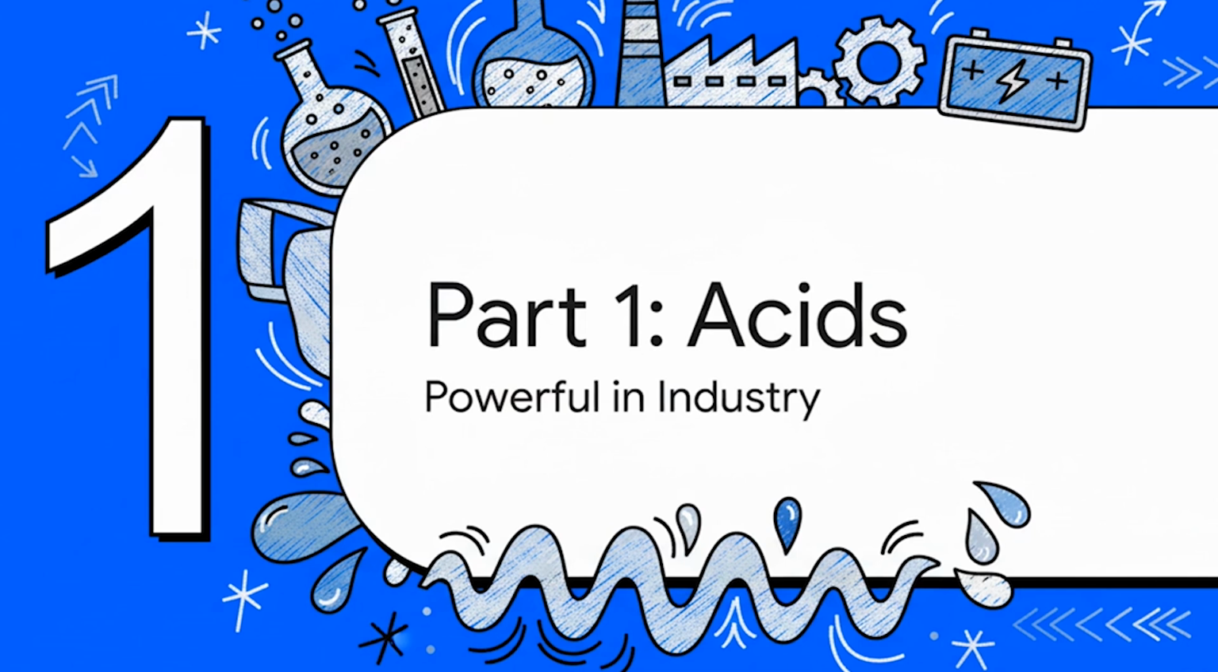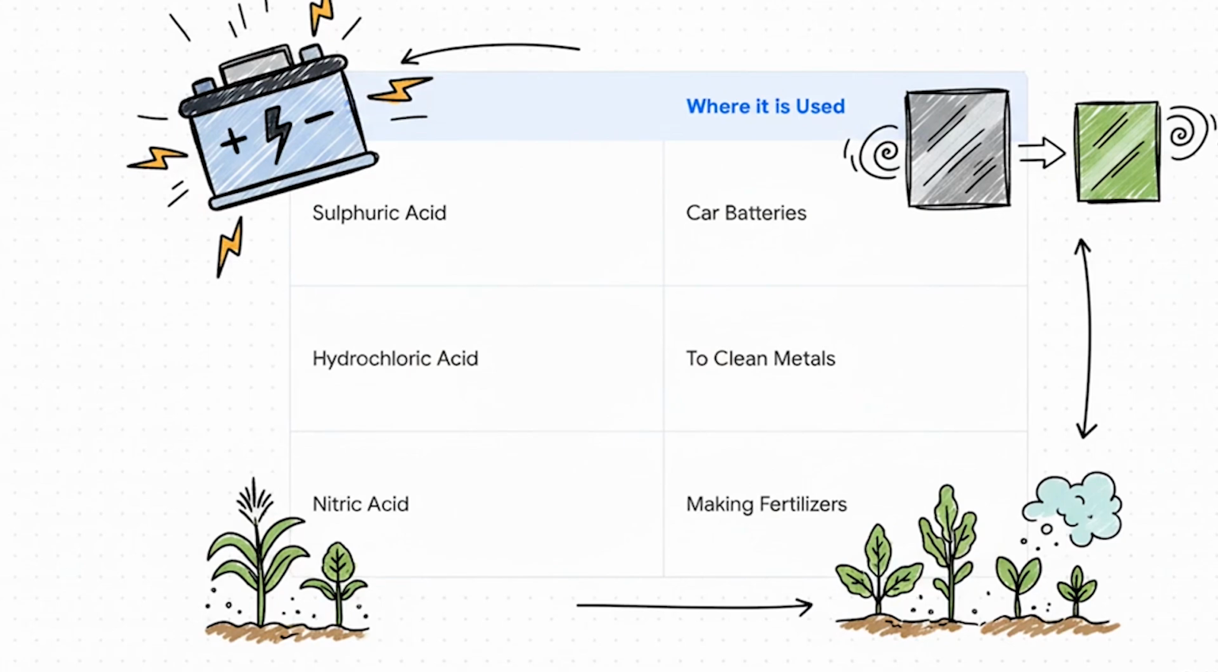I know, when you hear the word acid, you might think of something dangerous in a science lab. But actually, these chemicals are the real powerhouses in industry. They help make so many things we depend on. Okay, look at this. We've got three major acids here.